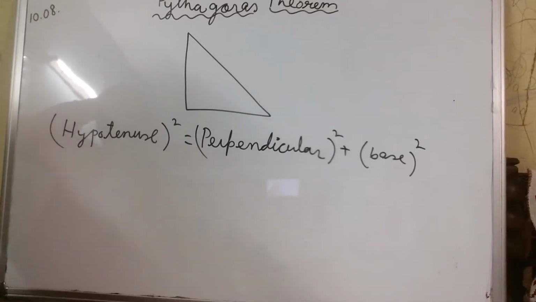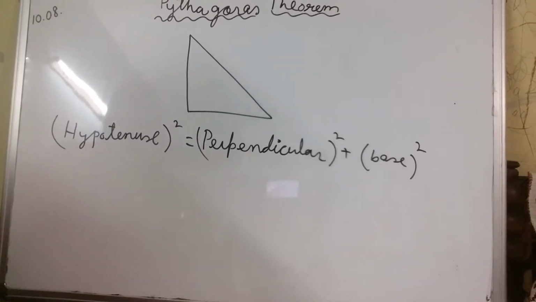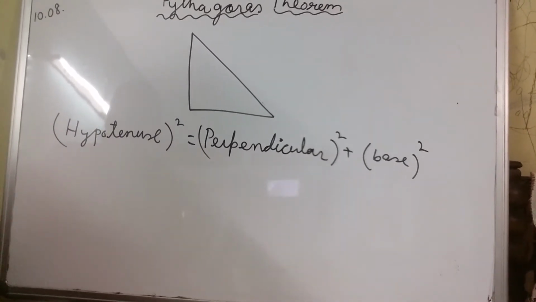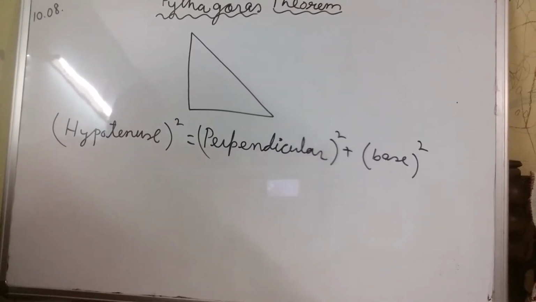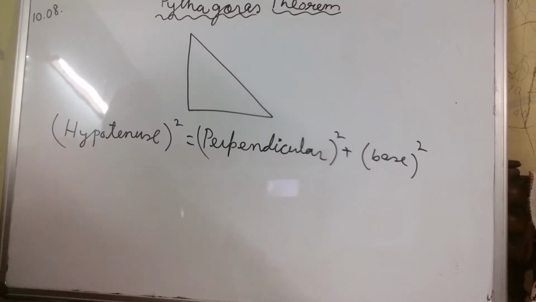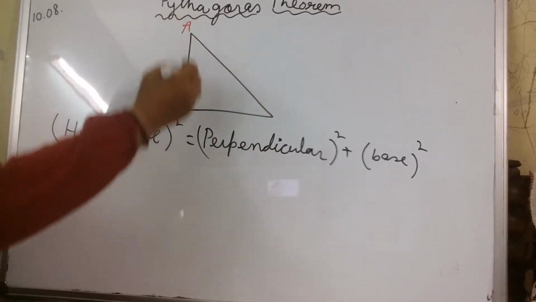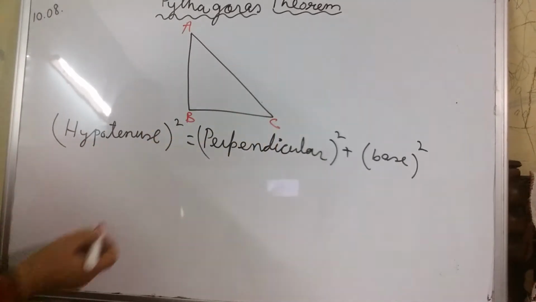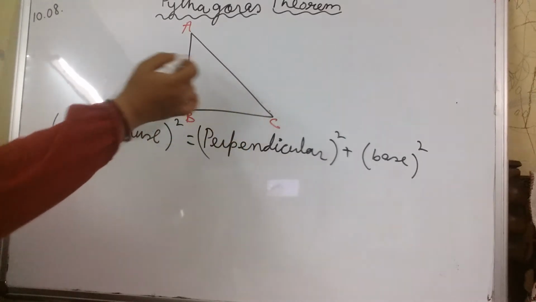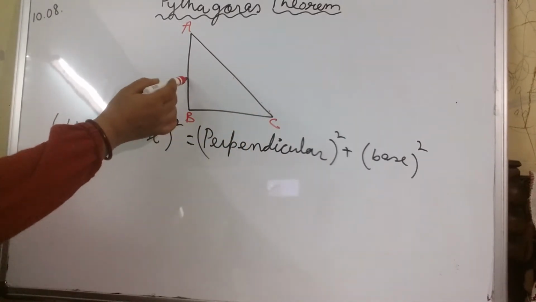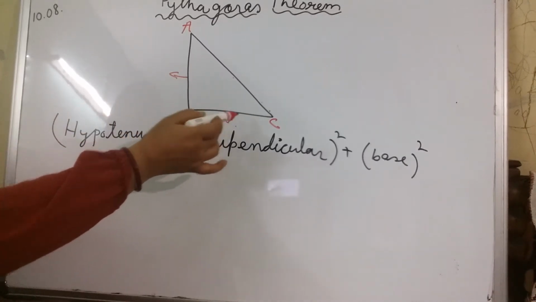In our previous class, we have learned about Pythagoras theorem. It's a property of a right angle triangle. It's a theorem about a right angle triangle. Say it's a right angle triangle, name it as A, B, C. So this AC is its hypotenuse and this is its perpendicular and this is its base.